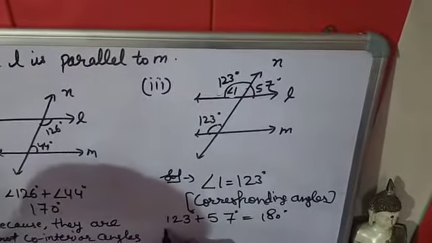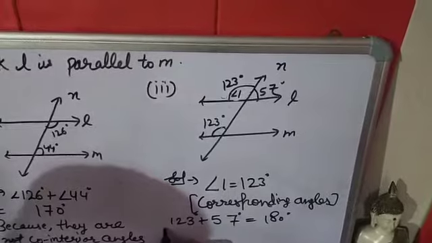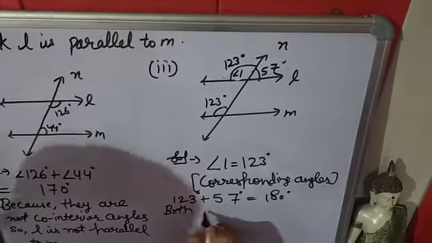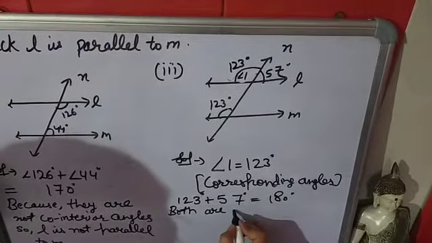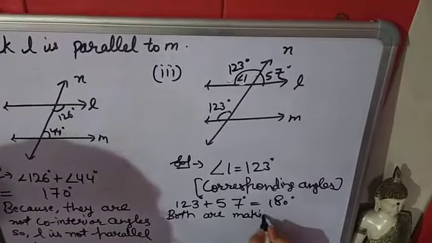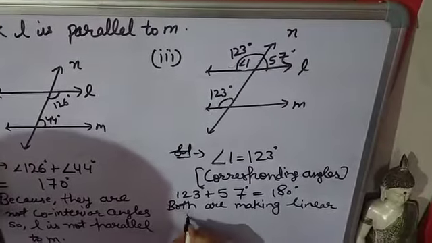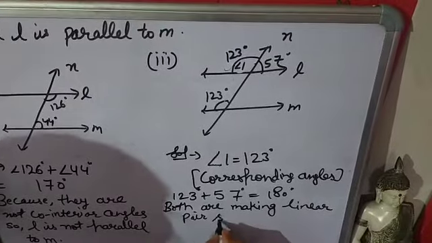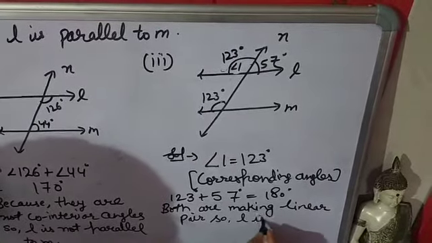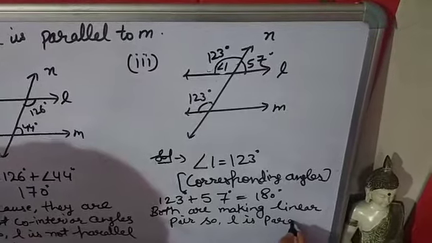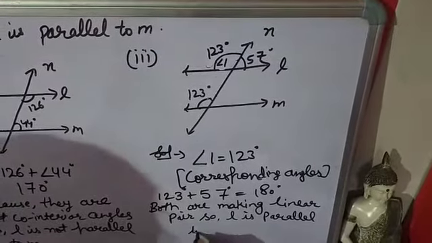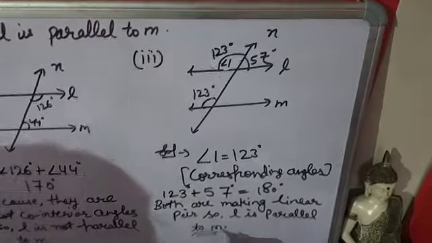So you will write: both are making a linear pair, so L is parallel to M.